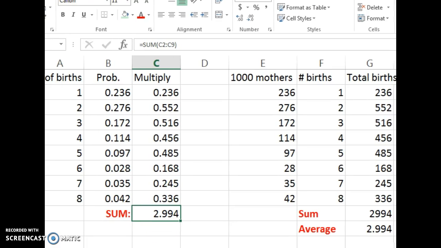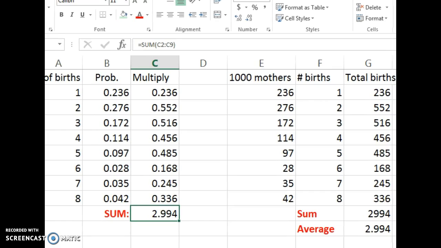Now another way to get to the same result that may be easier to wrap your head around why this is working, imagine there's 1,000 mothers, and if these are the probabilities of having either 1, 2, 3, etc. live births, then you would have this many mothers falling into each of the categories. So how many would have had 8 live births? Well, 0.042, which out of 1,000 mothers, that would be 42 mothers. How many have had 5 live births? 0.097. Well, out of 1,000 mothers, that's 97 mothers.